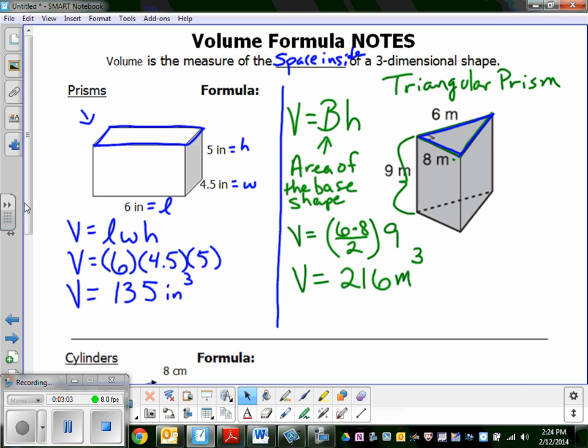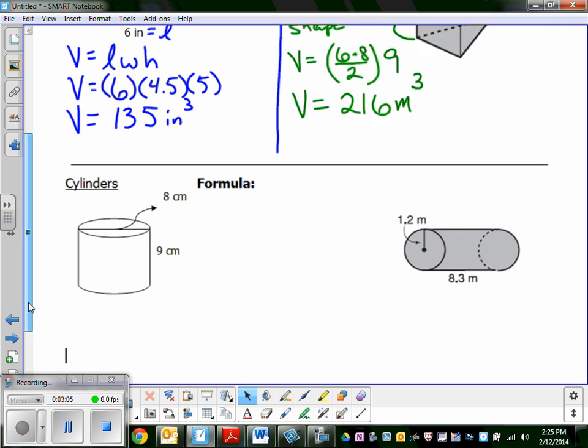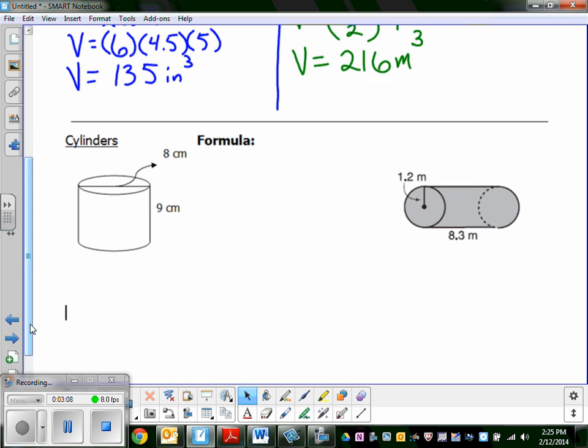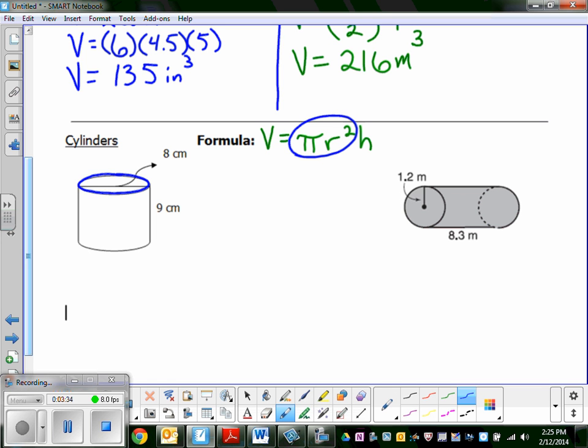Let's move on to cylinders. Cylinders have a very unique formula. In order to find the volume, we are looking at a formula of pi times r squared times the height. Notice, once again, what we're really working with here is the base shape and its area multiplied by the height of the solid. The base shape of a cylinder is nothing more than a circle. And to find the area of a circle, it's pi times the radius squared.